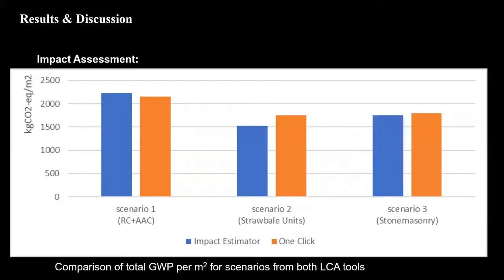The figure on the slide shows the total GWP of the building throughout its lifetime. Results from both LCA tools are drawn in the figure. Blue bars are results from Impact Estimator and the orange bars from One Click LCA. As you can see, results from different tools are quite similar to each other.